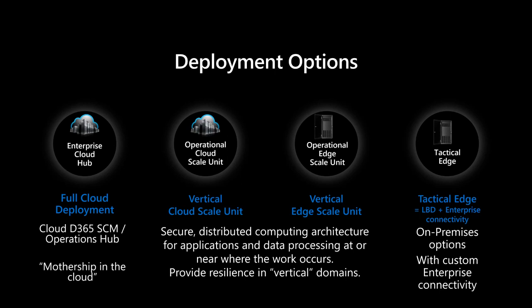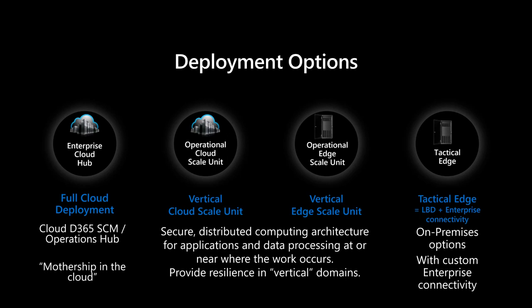The edge scale unit would be where you would deploy or install those server components at the customer site. So either at the facility, the warehouse or manufacturing facility that would actually be running the supply chain management solution, you would have server components installed there locally at the site, and they would be managed and maintained by the customer IT department.